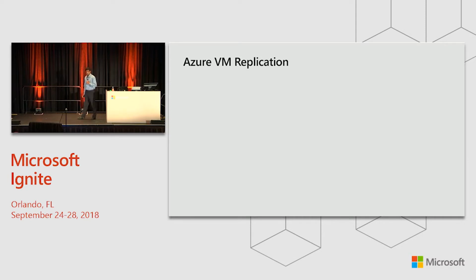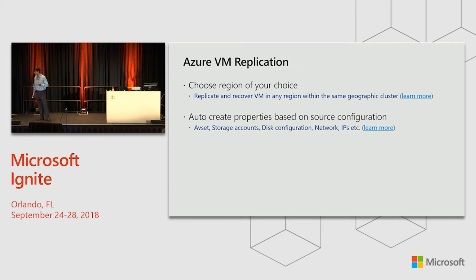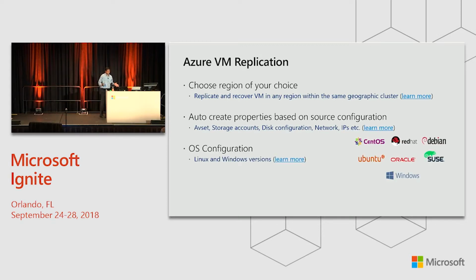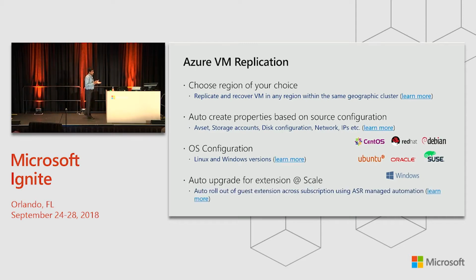To summarize, we can choose the region of our own choice. You're not bounded by the region pair. You can auto-create properties based on your source configuration, like availability set, storage account, and other aspects which we have looked into. You have full OS configurations across Linux and Windows. So this solution works across a variety of operating systems so that you can have the full management. And last, we also manage your replication and auto update if there is a new release being released by us, for your machines. So you don't need to even do a regular update from an ASR perspective for these machines, and you are set up for auto upgrade for extensions.